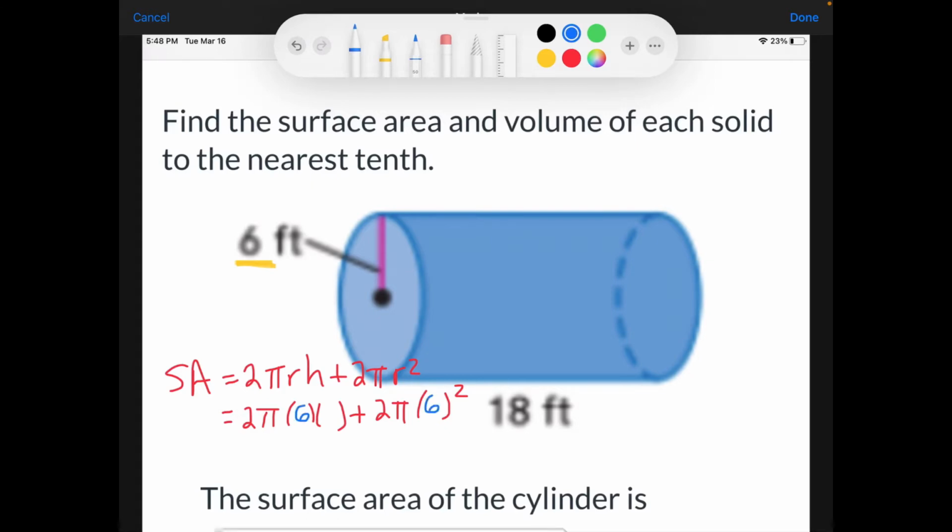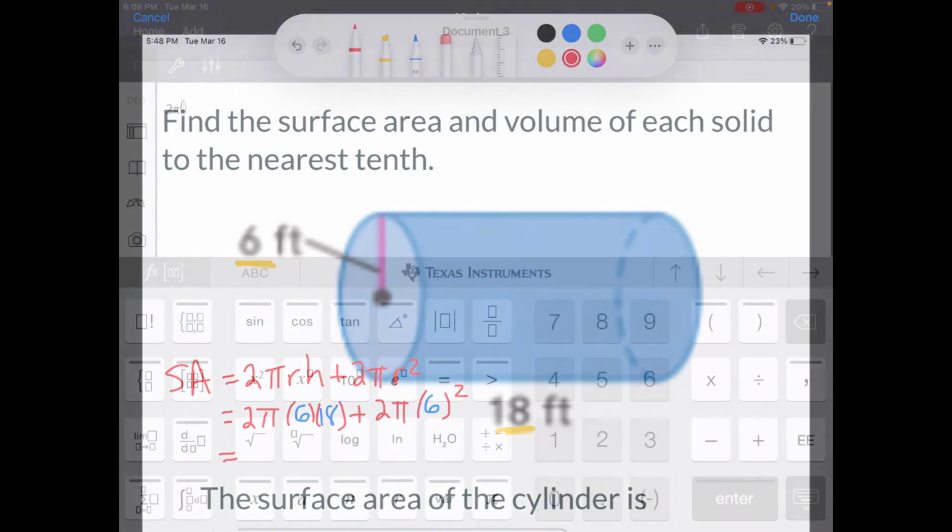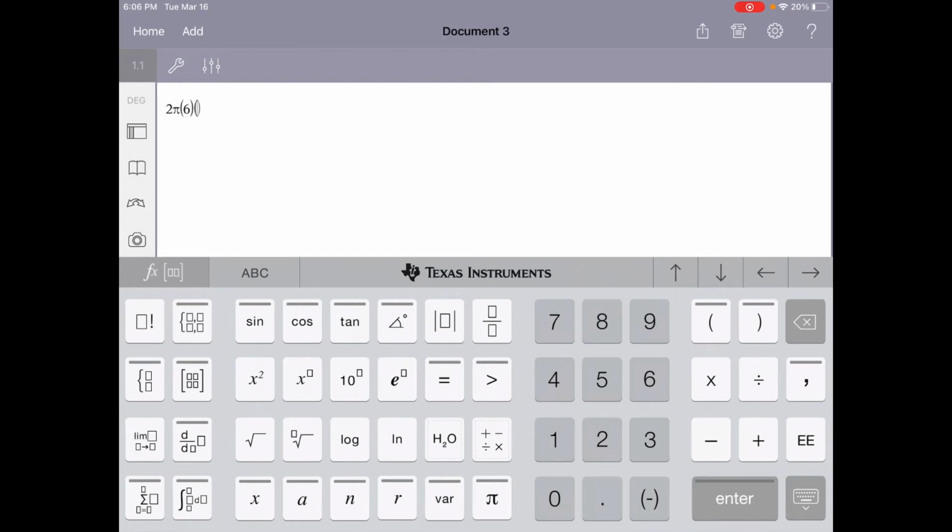And now we need to find our height. Did they give us the height of the actual figure, the cylinder? And they did. They gave me 18. So this one's a pretty straightforward problem. So that's 18. All right, and then here we just need to put this into our calculator. So 6 times 18. And then we have to add 2 pi r squared, I believe. So we're going to put 2 pi 6 squared.